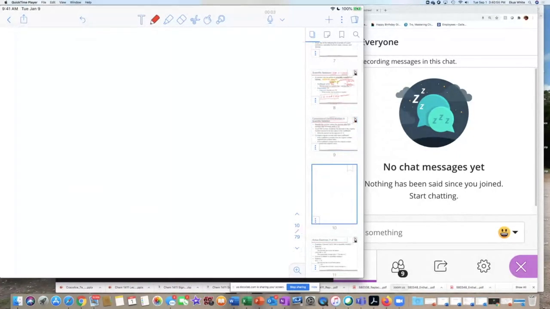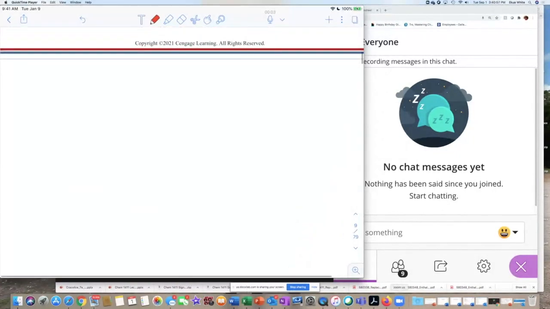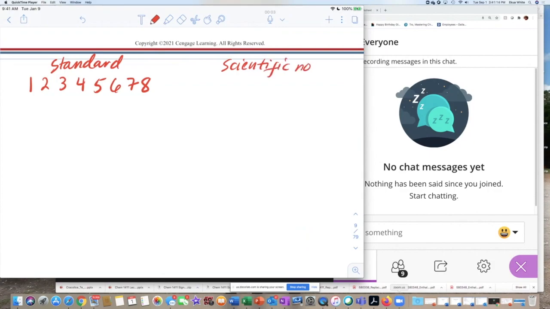So I'm going to be going straight to this page. Let's say we have this number here: 1, 2, 3, 4, 5, 6, 7, 8. This is a large number. And we're asked to take the standard number and convert it to scientific notation. Okay? So you examine your number and you ask yourself, does the standard number have a decimal? In this case here, the number does not have a decimal.